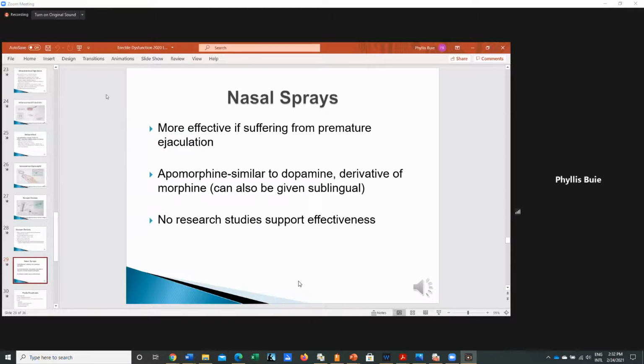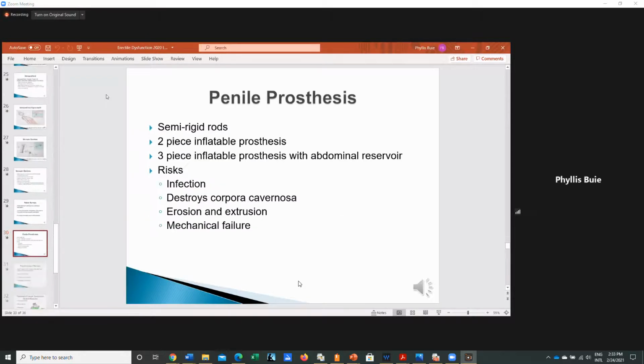Nasal sprays are also effective for people who have premature ejaculations. I don't know that I have encountered very many patients that use this, but there's not a whole lot of research out there that supports the data on this. So hopefully as time goes on, there will be more research done on it. It'll be a little bit more supportive of all of that.